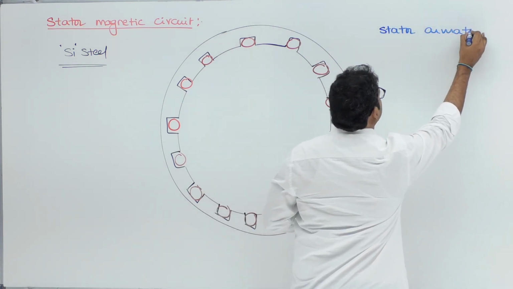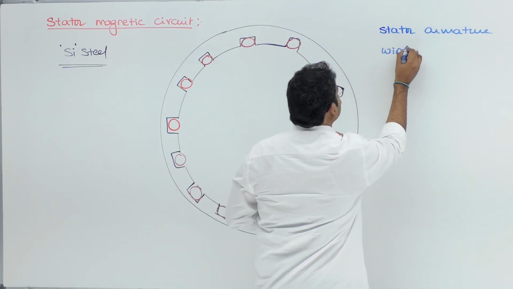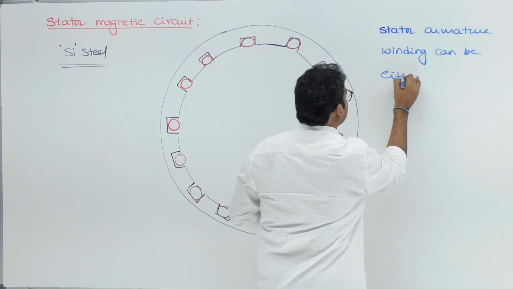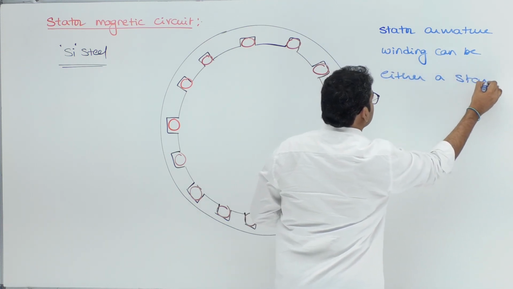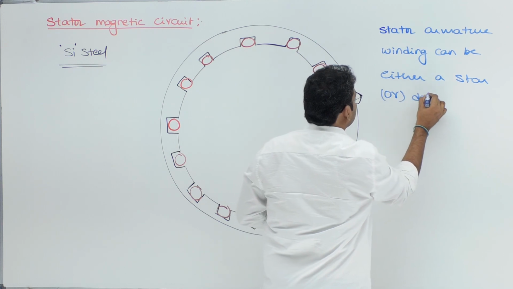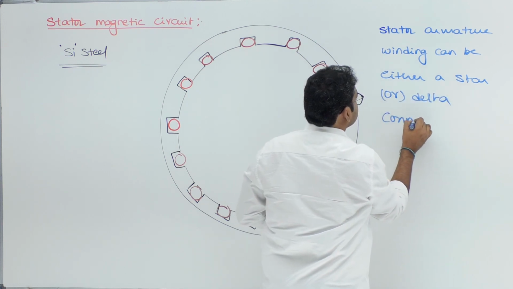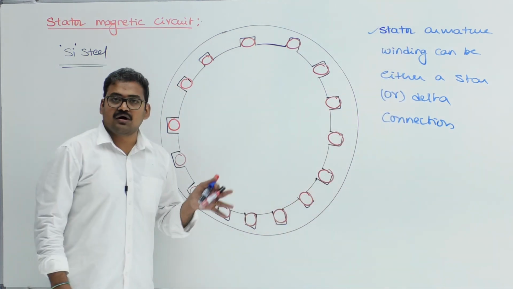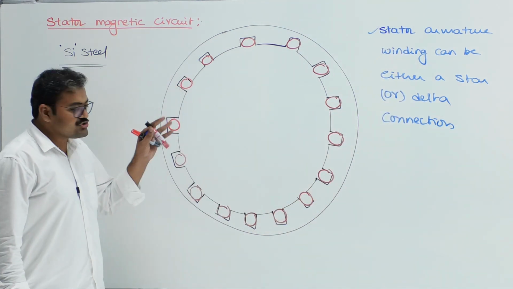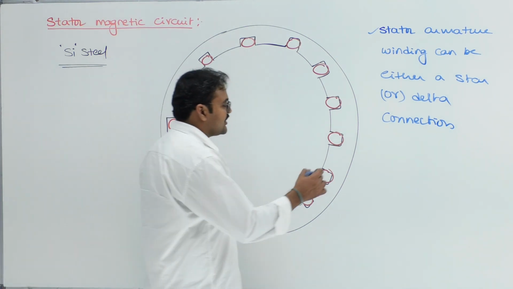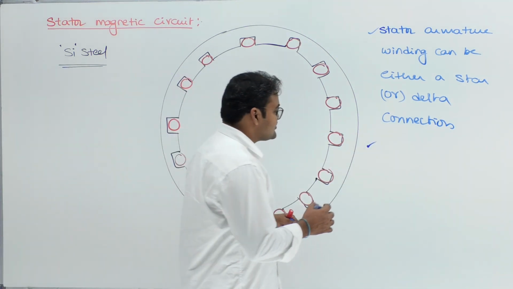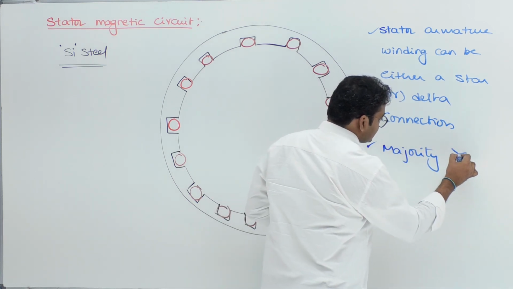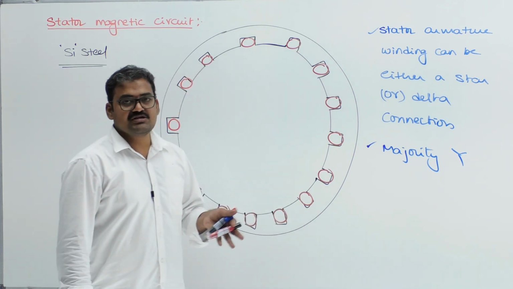So the stator armature winding can be either a star or delta connection. It can be either a star connection or a delta connection. In most cases we will use star connection. The majority of synchronous machines are star connected. Why is star connection mainly preferred?